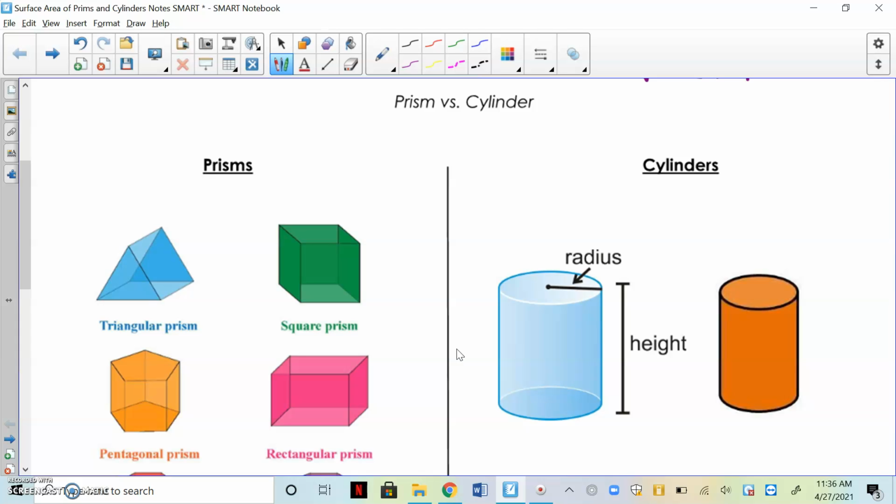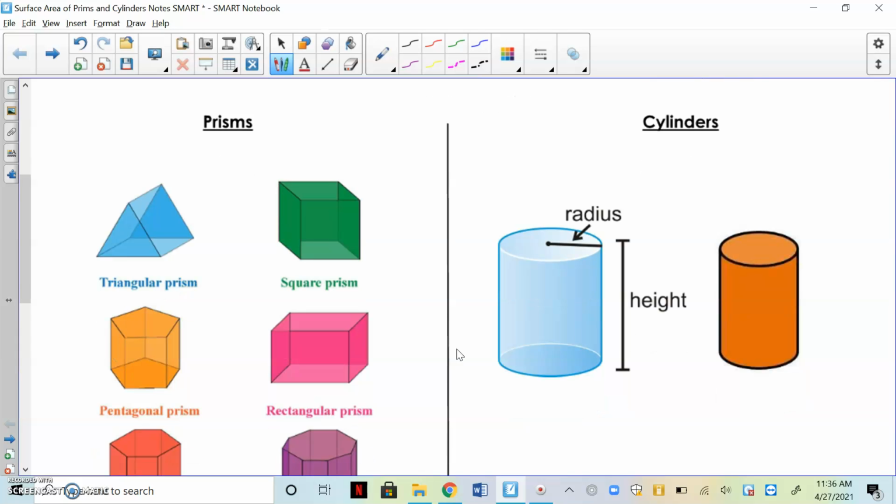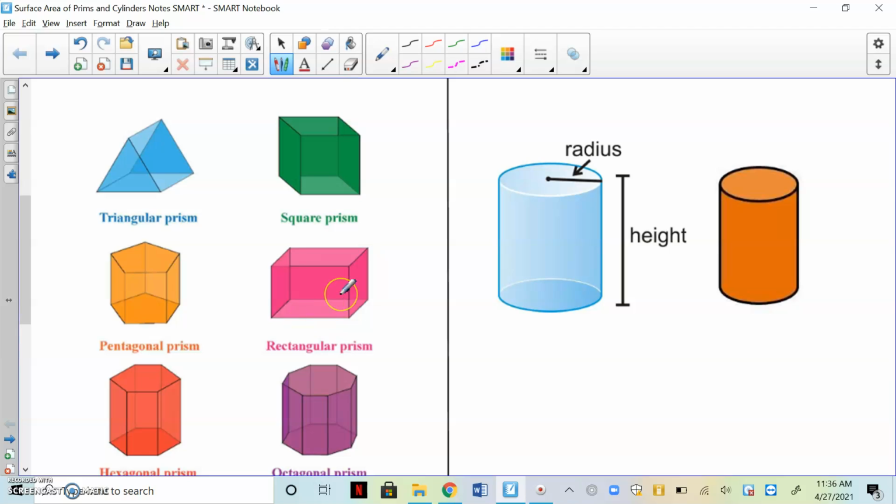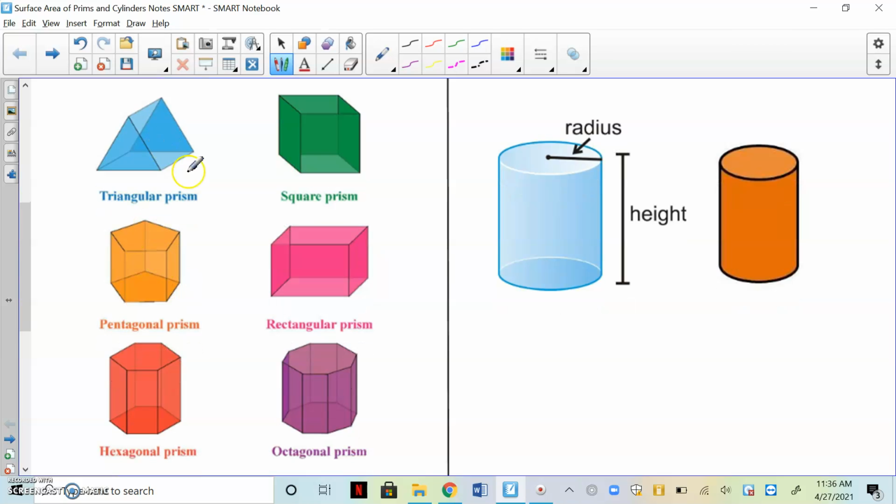So let's go ahead and talk about prisms versus cylinders. So a prism is a three-dimensional figure that has two identical polygon bases. So like this triangular prism here, the bases are both triangles. You can see the front here and the back are identical triangles.